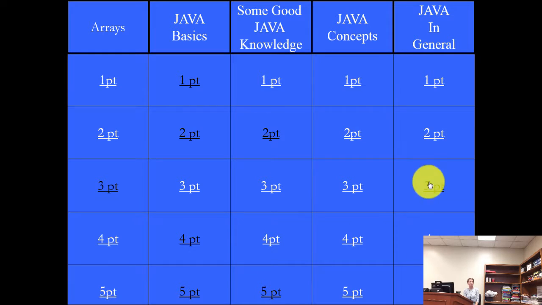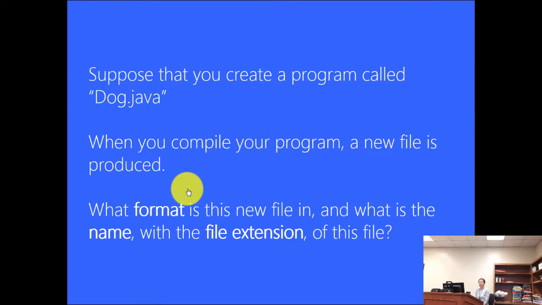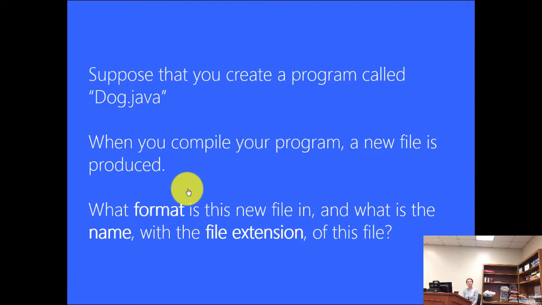Suppose you create a program called dog.java. When you compile your program, a new file is produced. What format is this new file in, and what's the name with the file extension of this file? For dot class? And do you know what format it's in?